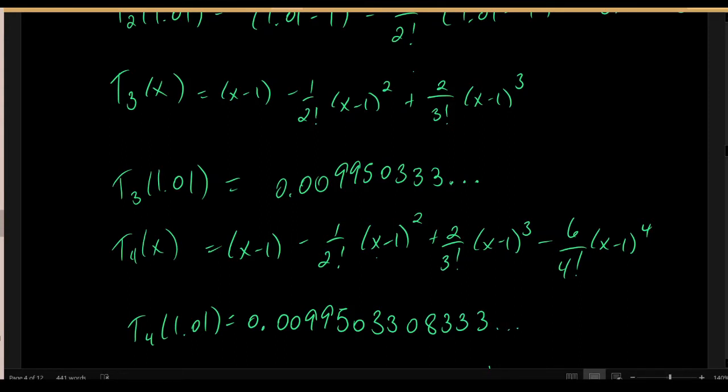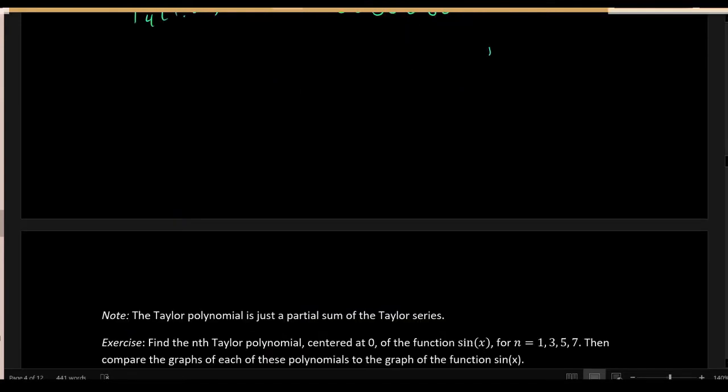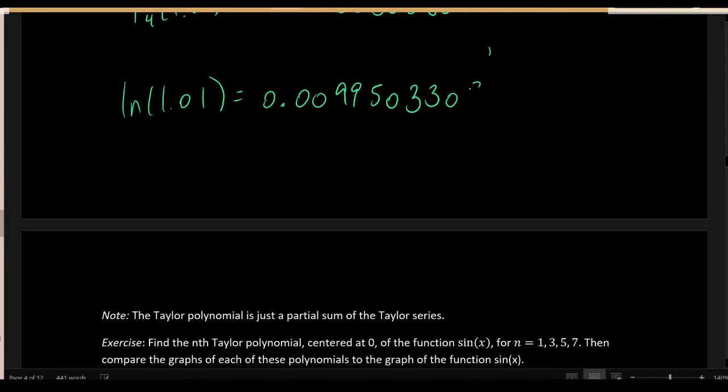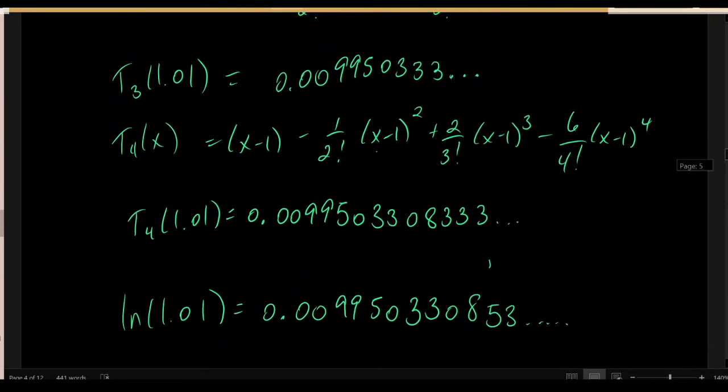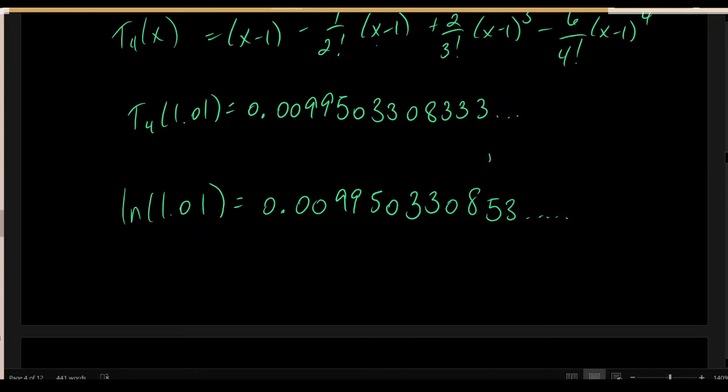Okay, now what is the actual value of natural log of 1.01? The actual value of that, found with the calculator, is 0.00995033085, and then 3 and then several digits after that. Now, reviewing the estimates that we got from our Taylor polynomials, by far the most accurate estimate is the one that we got from t sub 4, which is accurate all the way out to this position wherever it is that 8 is living in the digits.